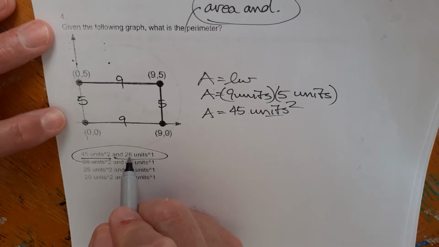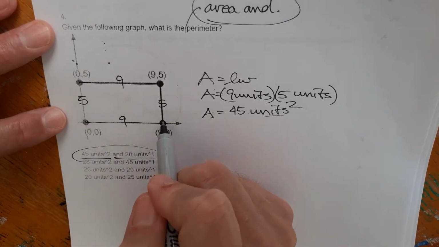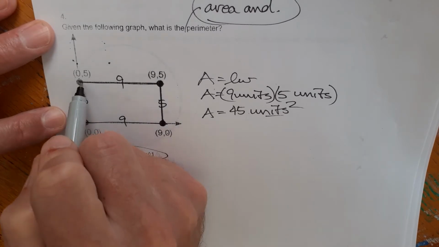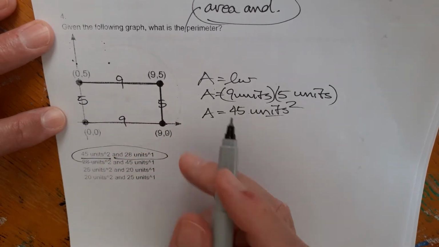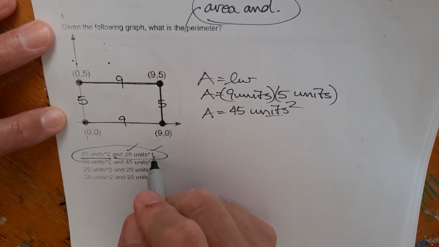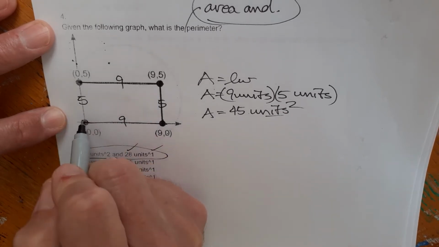Let's check perimeter. 9. 9 plus 5 is 14. 14 plus 9 is 23. 23 plus 5 is 28. So it looks like I got 28, and it's only units to the 1 power because that is a distance.